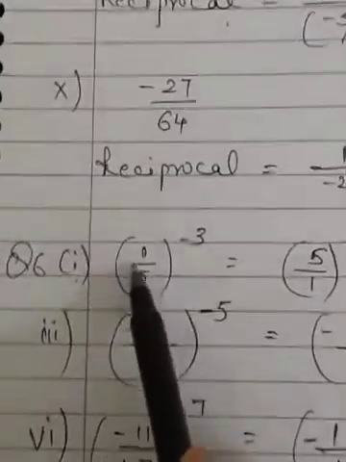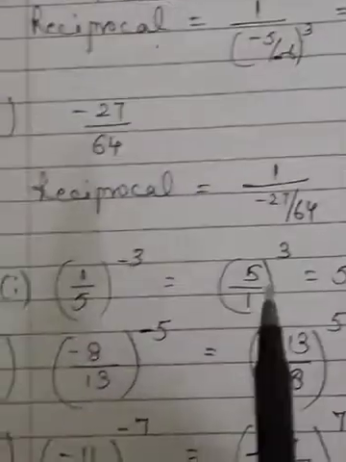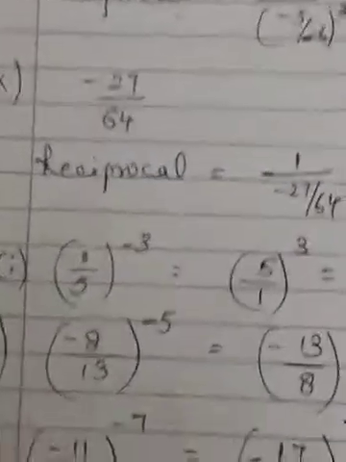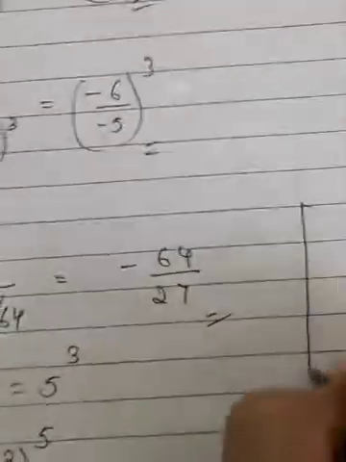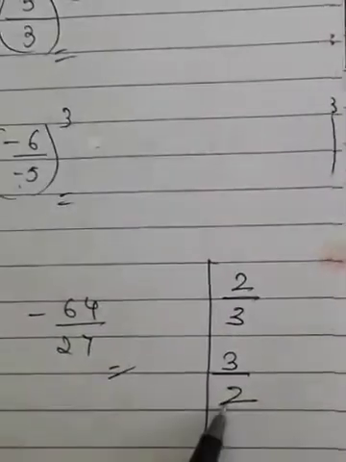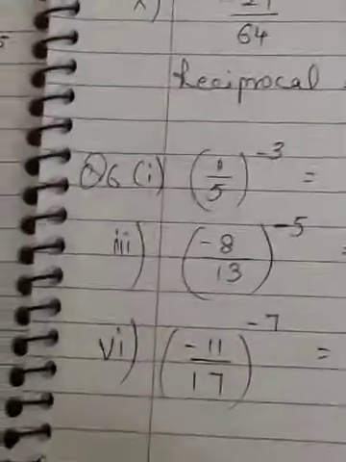Reciprocal of 1 over 5 is 5 by 1. Reciprocal is just upside down. Make the numerator the denominator and the denominator becomes the numerator. For example, 2 by 3. Reciprocal will be 3 by 2. The numerator becomes the denominator, the denominator becomes the numerator. If it is just a single number like 3, we can write 3 by 1. 3 means 3 by 1. So reciprocal is 1 by 3. So reciprocal is just upside down.